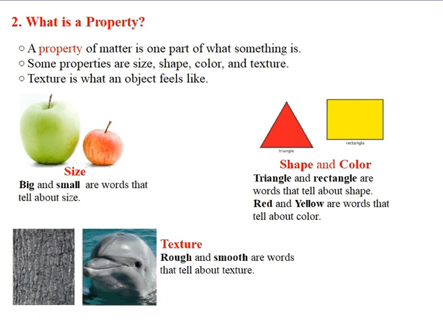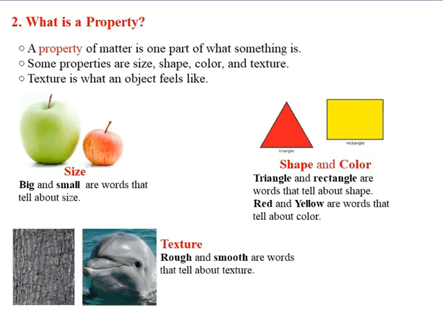If we look at the second picture, we can notice that we have a triangle and a rectangle. So triangle and rectangle are words that tell about shape. We can also notice that the triangle is red, but the rectangle is yellow. So red and yellow are words that tell about color.